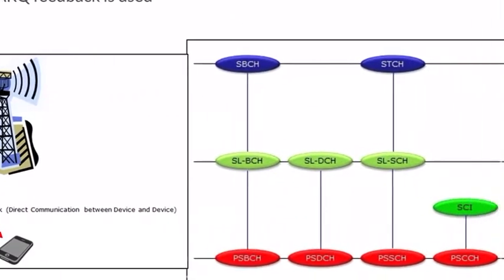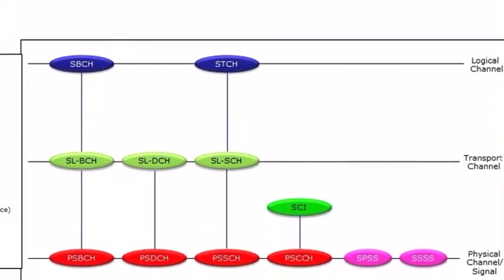V2X uses STCH, which is a point-to-multipoint channel. It's only used by SideLink communication-capable user equipments and the same kind of V2X user equipments. SBCH is a SideLink channel for broadcasting system information from a user equipment to another.